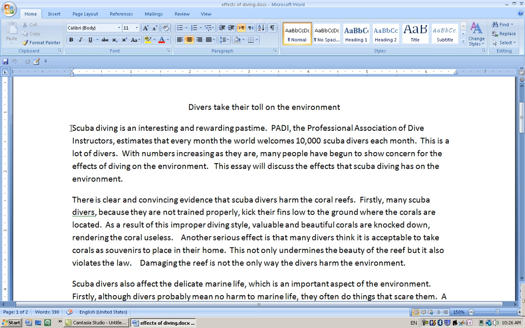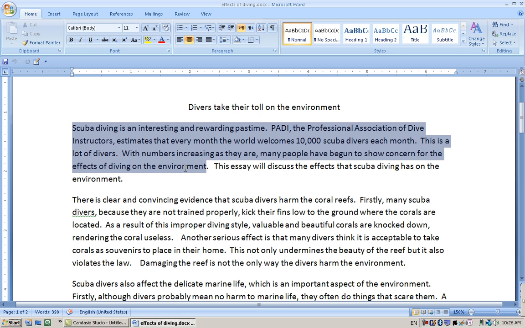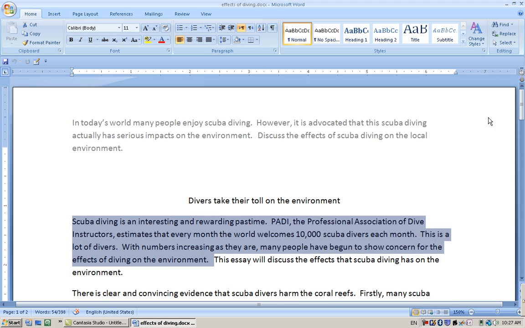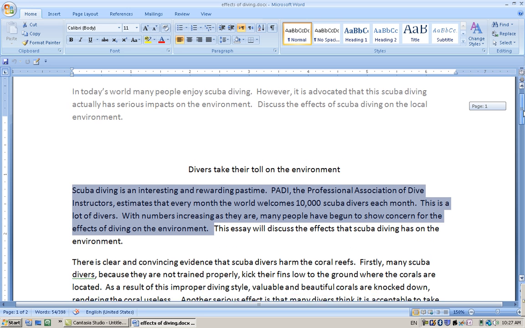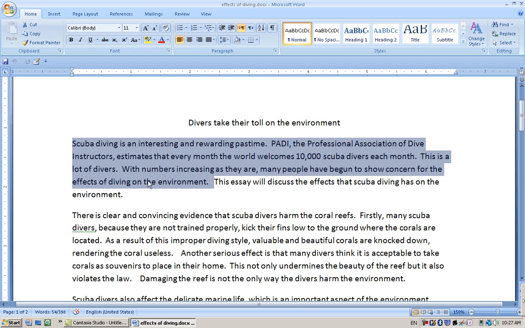Alright, here in the introduction, it's very important that you give the background information and the background information only, okay? You do not need to give your reasons or explain anything. You're just giving the background information that was already given to you in the prompt, okay? Now let's revisit the prompt. What background information is there? It says people enjoy diving, but it hurts the earth, okay? Now let's see if this is stated, okay?